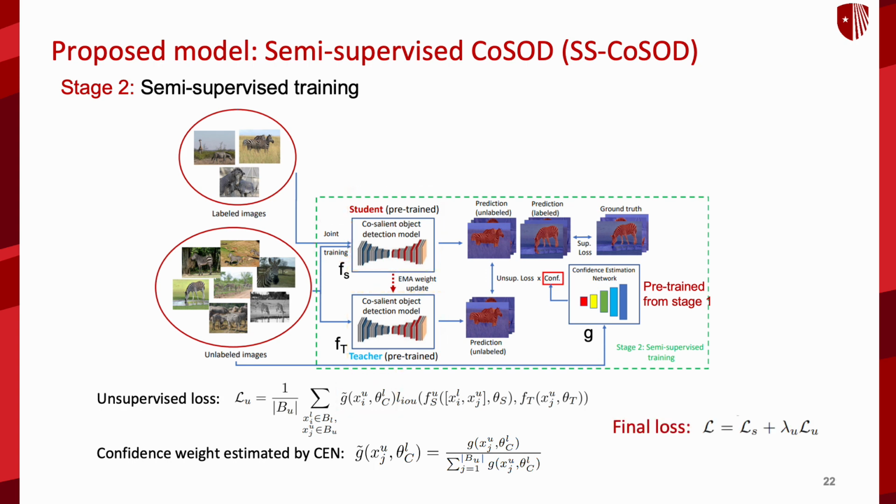We combine the supervised loss computed from the label set from stage 1 and the unsupervised loss for the unlabeled samples from the second stage to constitute the final loss.